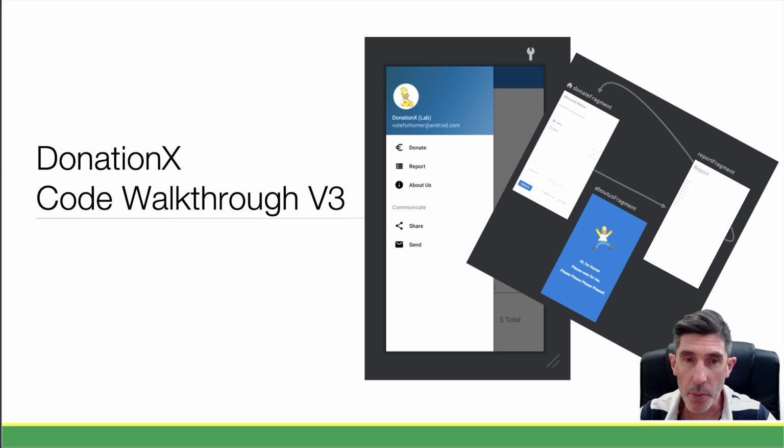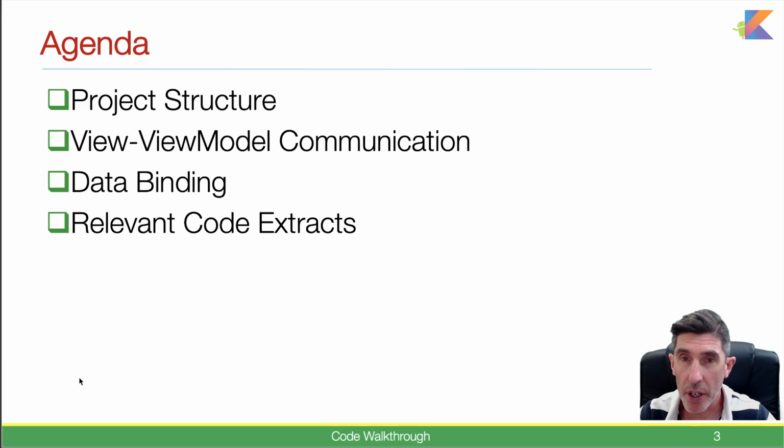Okay, so I'm going to break it down as follows, the agenda. Again, have a quick look at our project structure. We'll have a look at the view-ViewModel communication, and we'll use a couple of use cases to demonstrate that. We'll also look at a bit of data binding, and then the relevant code extracts to try and explain and talk through and go into a little bit more detail about what you will be looking at in the lab while you're doing it.